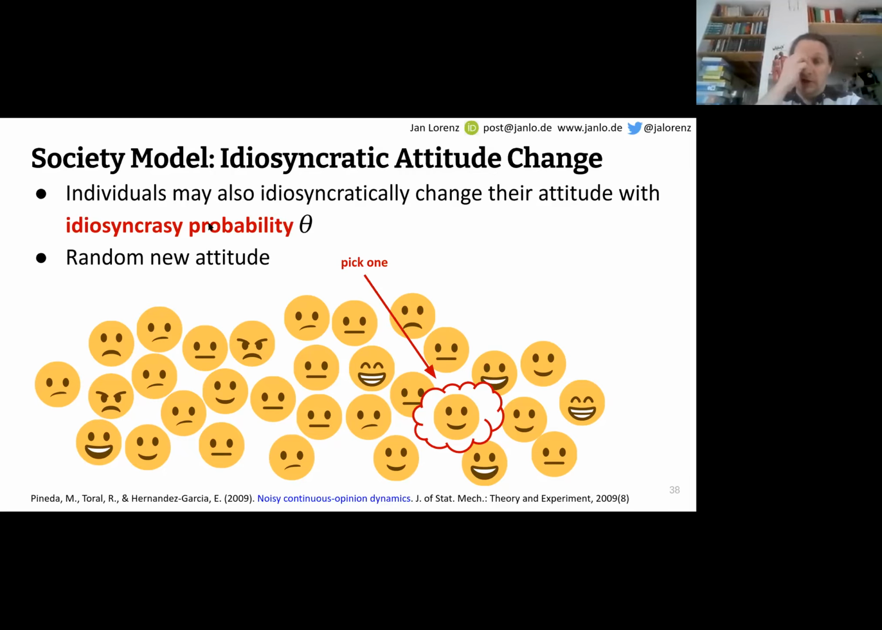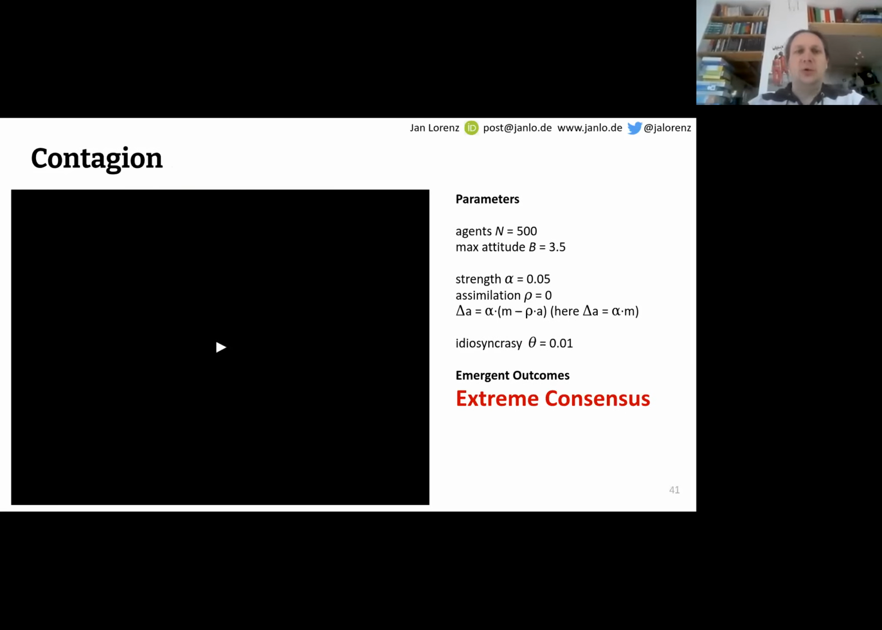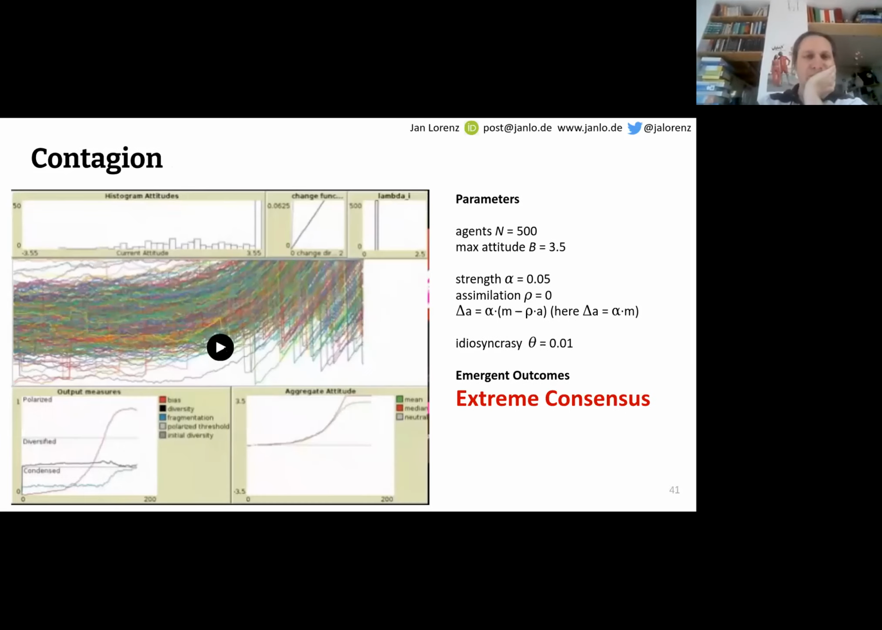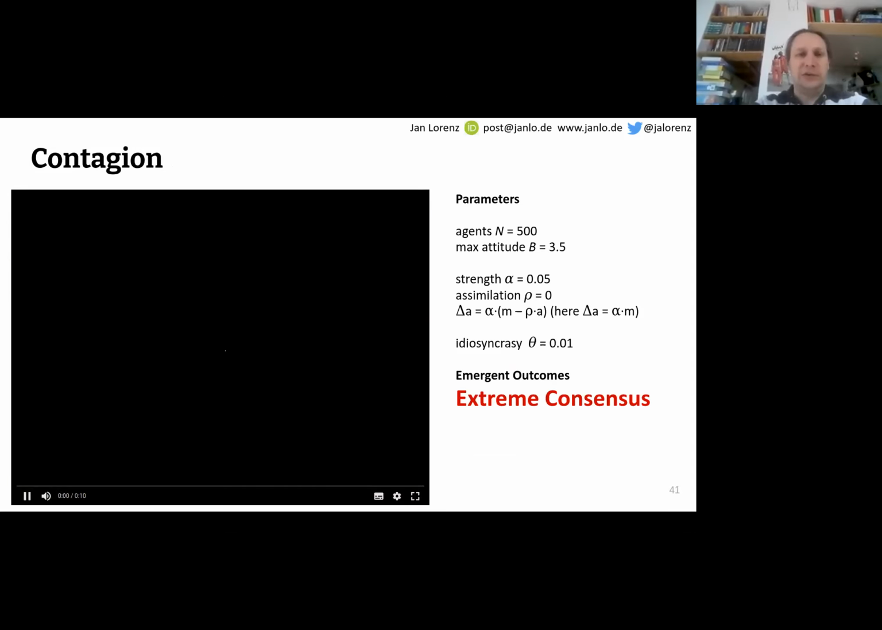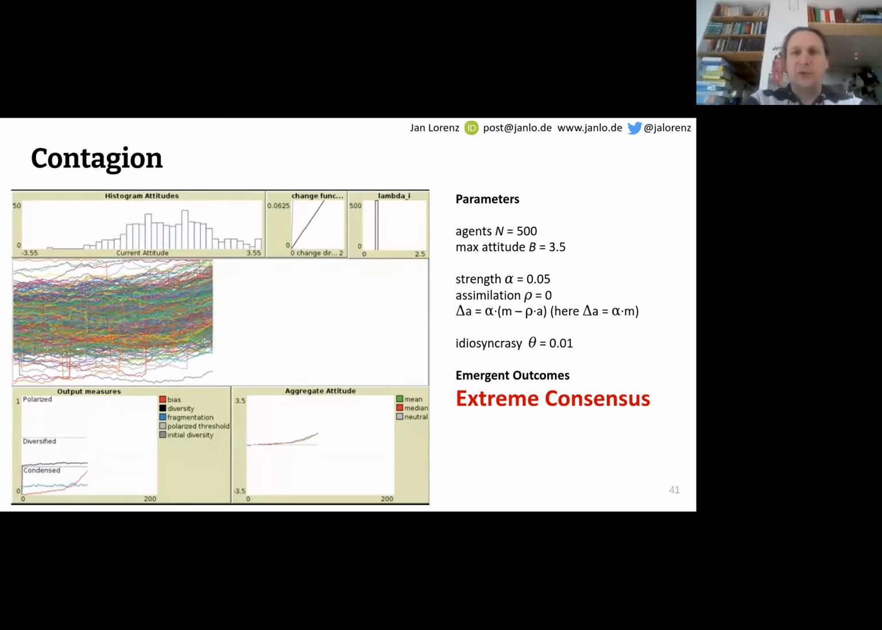Okay, that's then the flow chart. For each agent, we have this fundamental decision. Rarely they pick just a new attitude. Normally they pick another agent, look at it, and adjust their attitude. That's basically it. Then we have a NetLogo simulation, and this is a simple way of contagion.